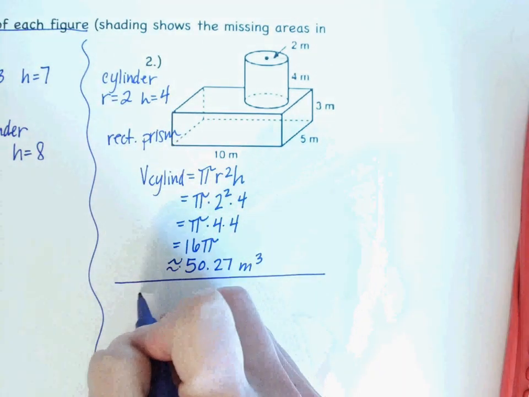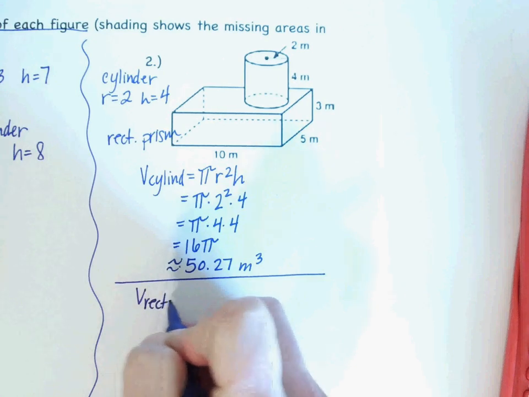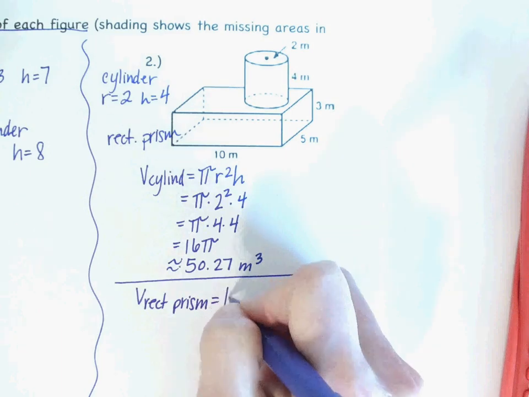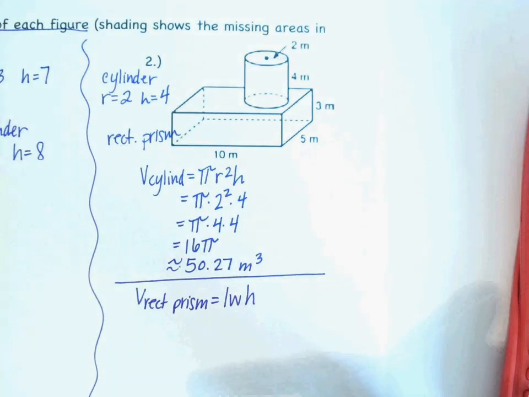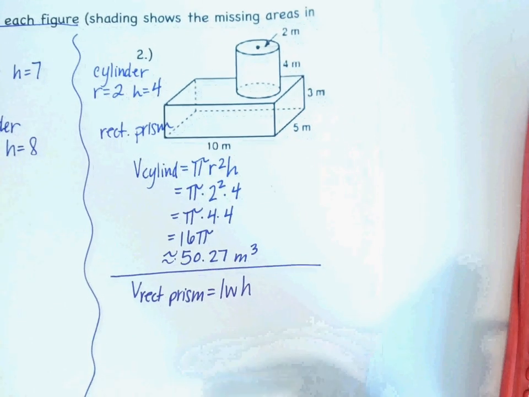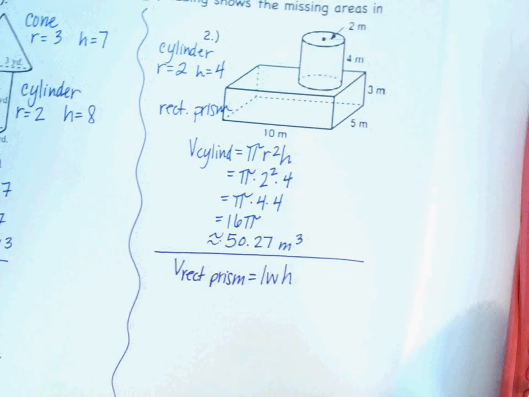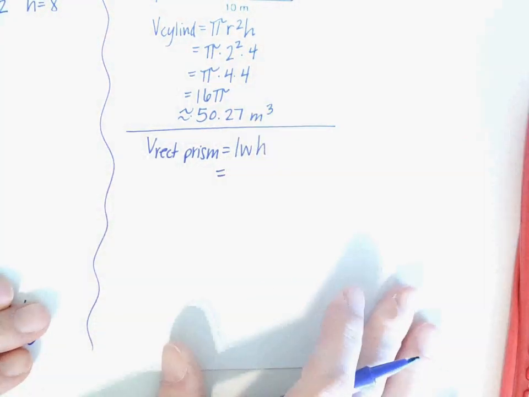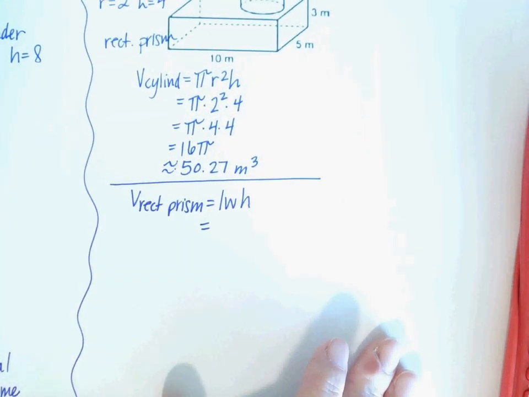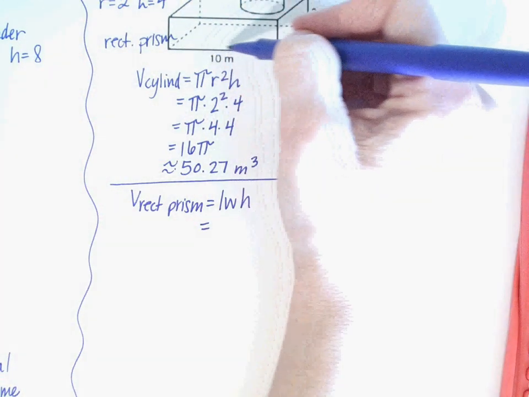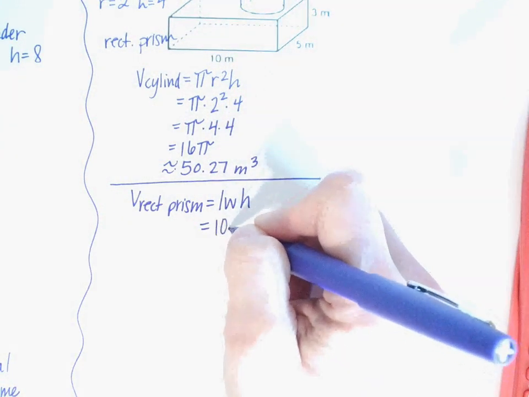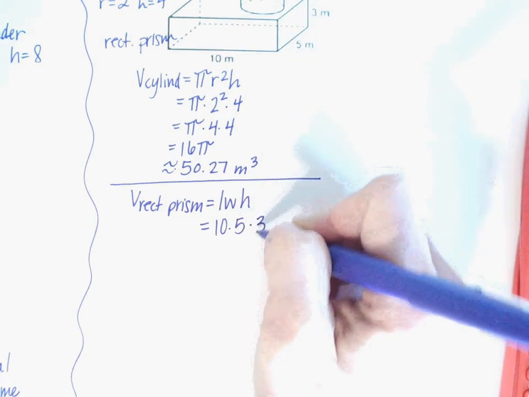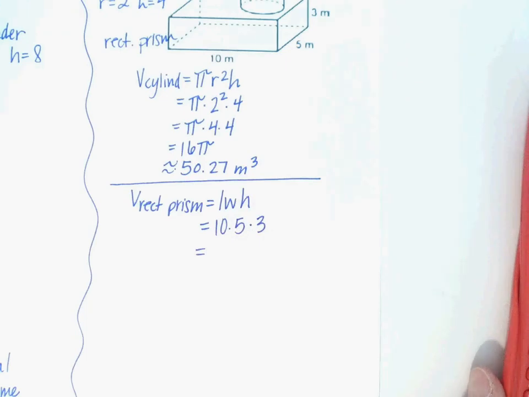Next, I'm going to find the volume of my rectangular prism. And the formula for this is length times width times height, again, which is at the top. Make sure you are using these formulas to help you with your Google Form assignment. Next, I'm going to make my substitutions. Here we go. So the length on this one is going across here, 10. The width is 5. And the height is 3. So 10 times 5 times 3.